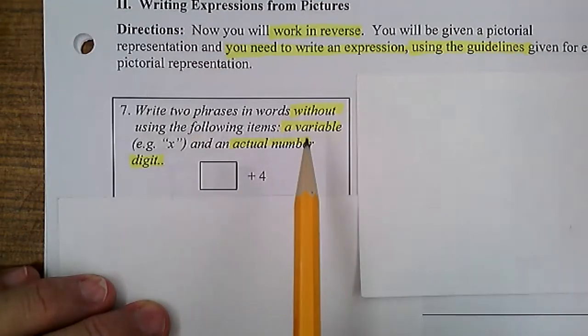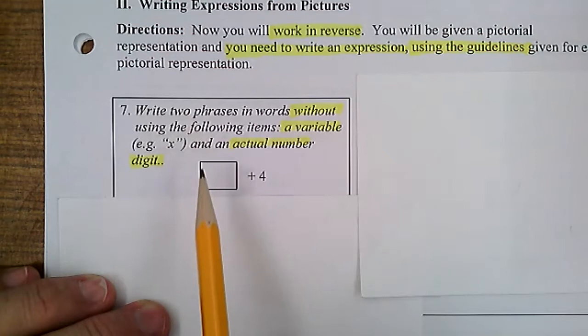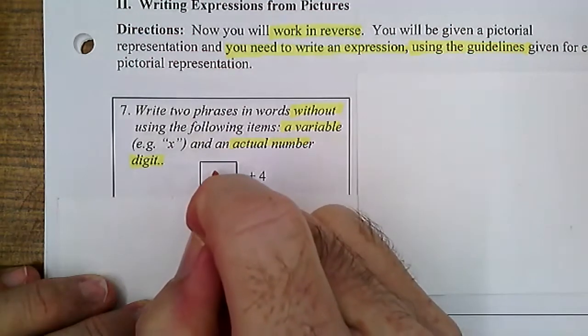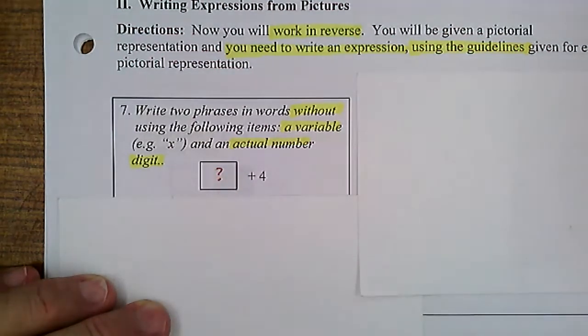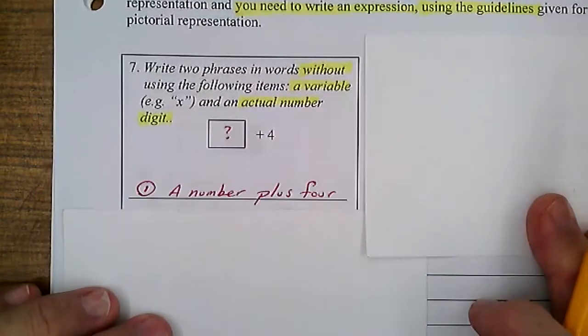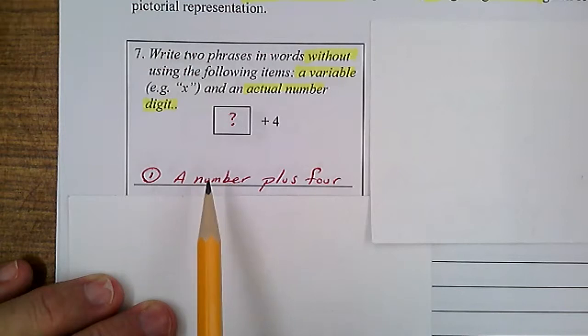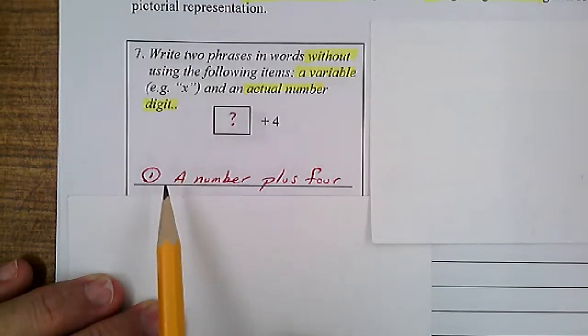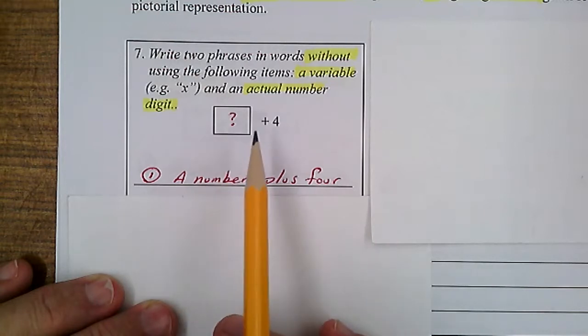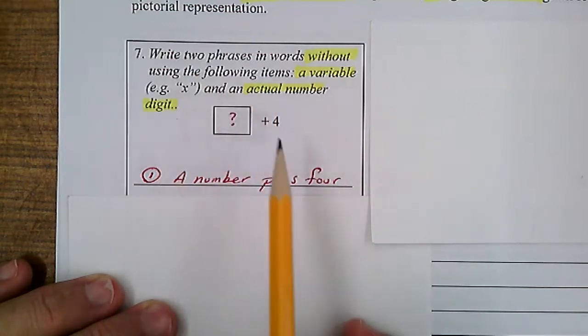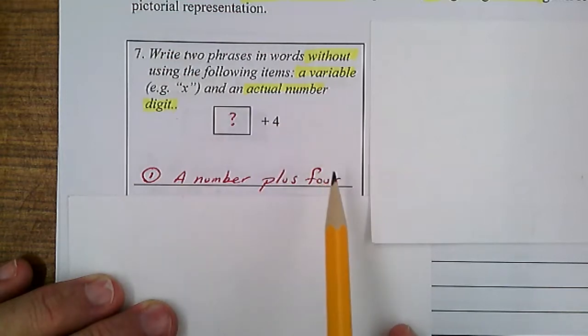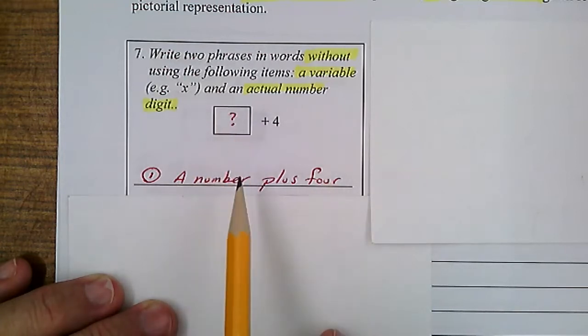So if we can't use a variable, then there's another way to express this. This would be an unknown. We don't know what this is. So there's another way to talk about this if we were going to write it in words. We could say something like this: a number, or you could say an amount. We don't know what it is. An unknown amount, or a number plus 4. I'm not using an actual digit. I didn't put the actual digit 4. I used the word 4. Okay, so that's real simple. So a number plus 4.